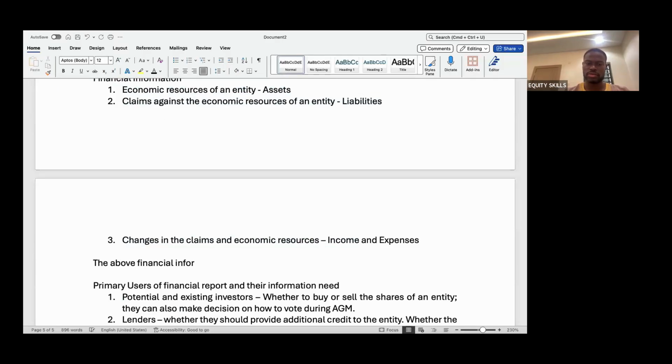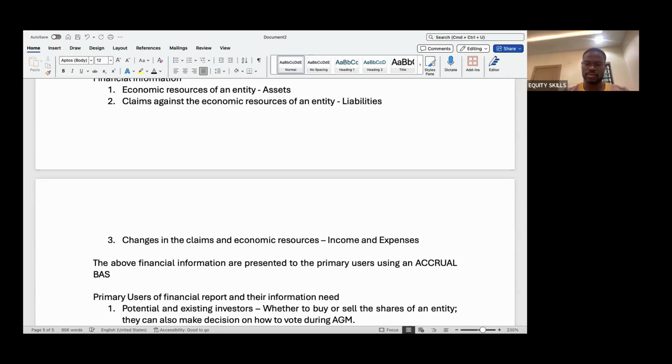Okay. And lest I forget, you see this financial information that is provided, the above financial information are presented to the primary users using an accrual basis of accounting. Okay, is there anybody in this class that can tell me what an accrual basis of accounting is? Is there any one of you that can tell me what an accrual basis of accounting is? Anyone?